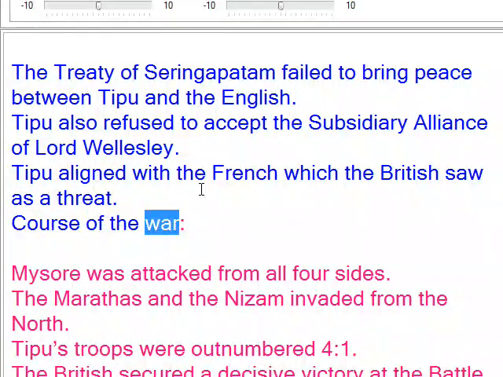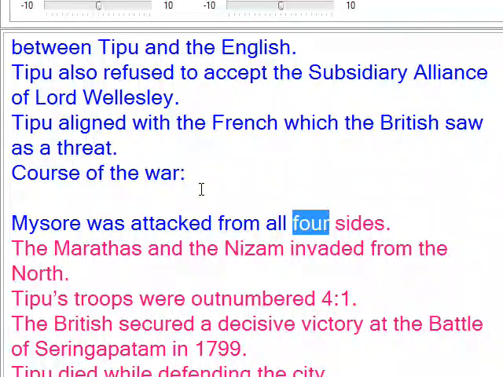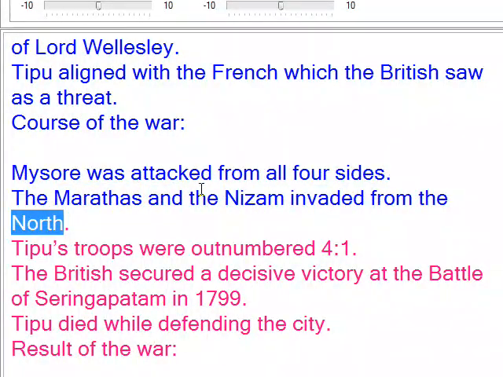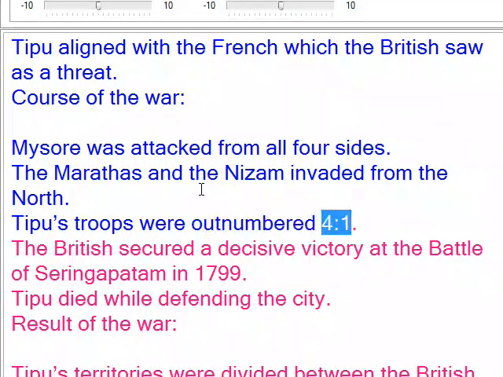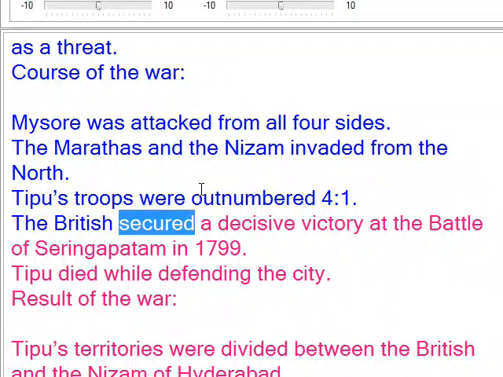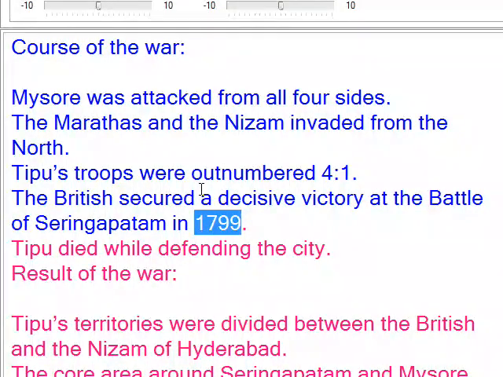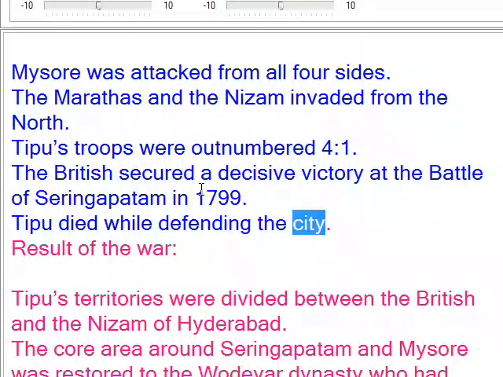Course of the war: Mysore was attacked from all 4 sides. The Marathas and the Nizam invaded from the north. Tipu's troops were outnumbered 4:1. The British secured the decisive victory at the Battle of Srirangapatna in 1799. Tipu died while defending the city.